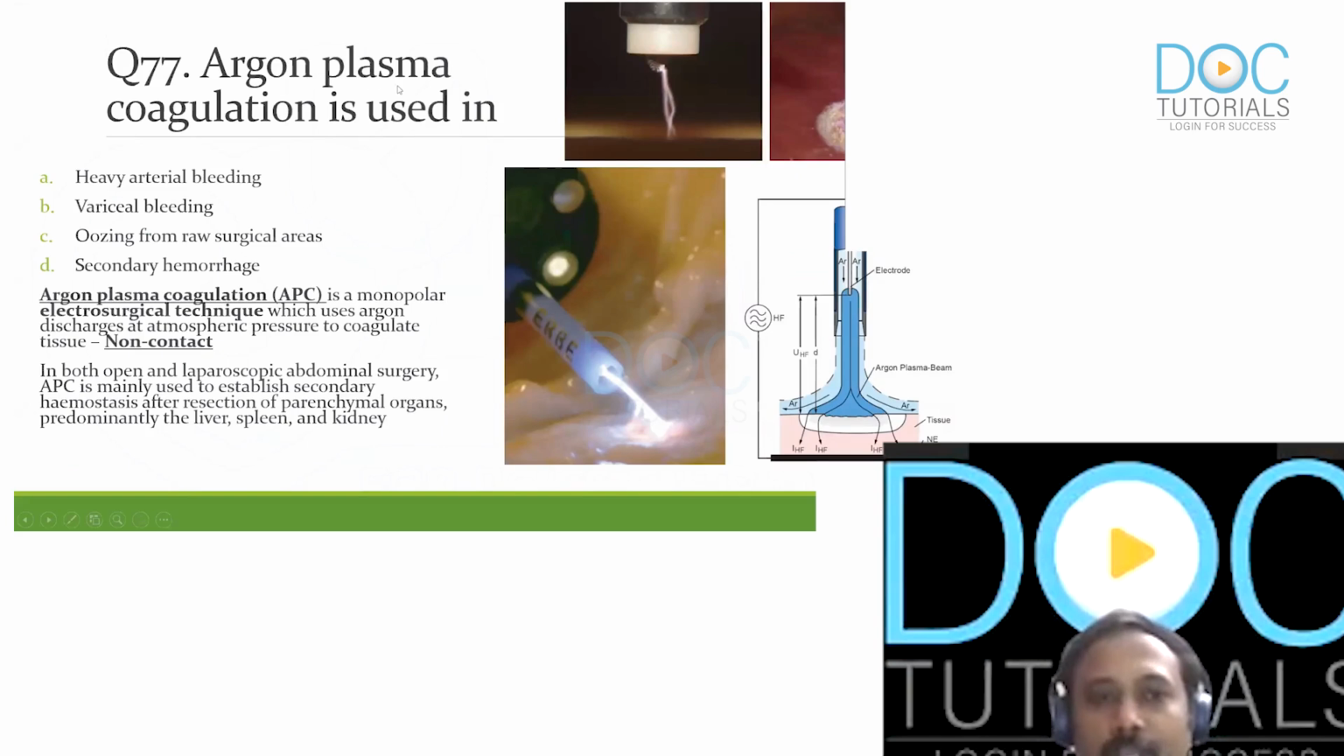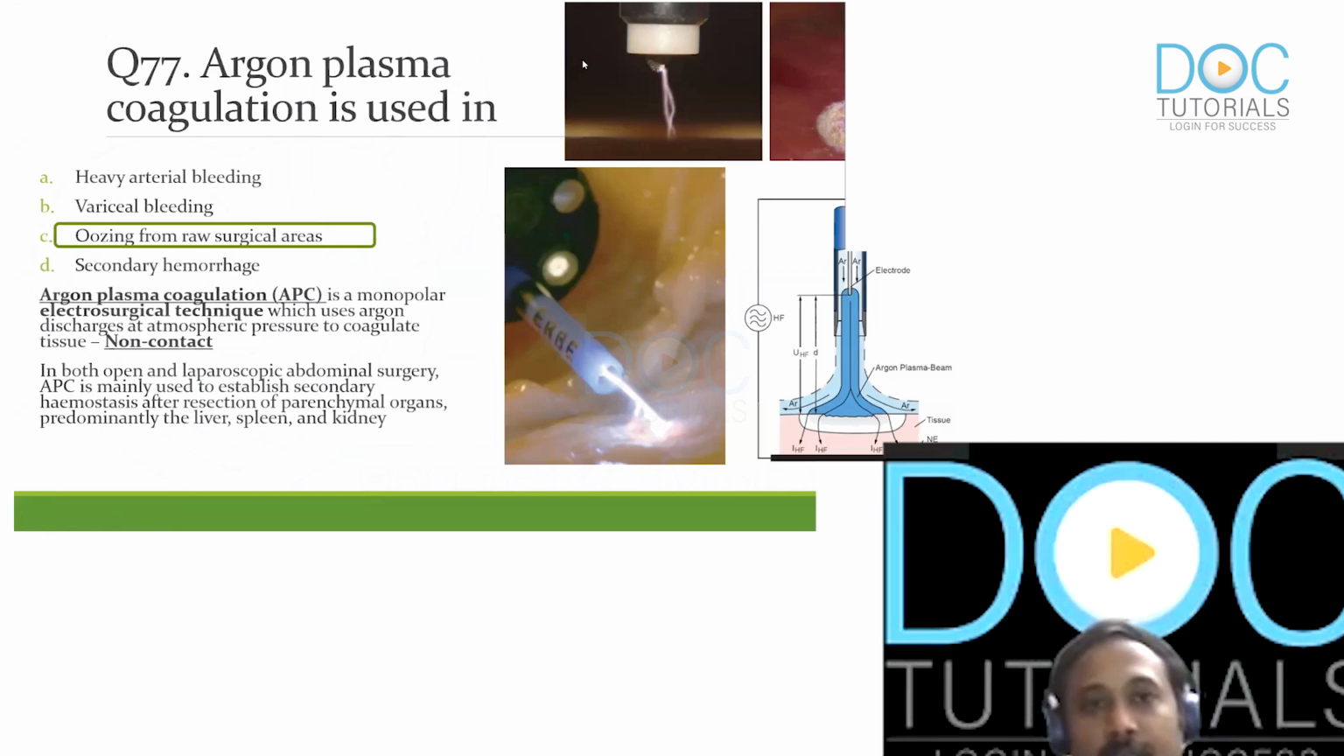So argon plasma coagulation is not used in heavy arterial bleeds. You cannot use your APCs there. Variceal bleedings, again, are usually going to be a spurting vessel, so you may not really be able to use it. The characteristic use is when you are having a diffuse raw area which is going to ooze.